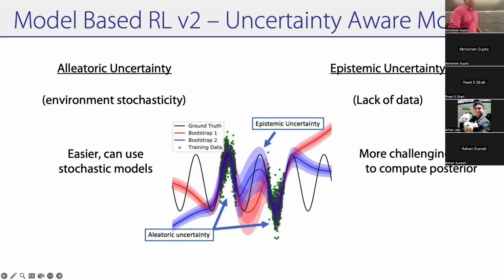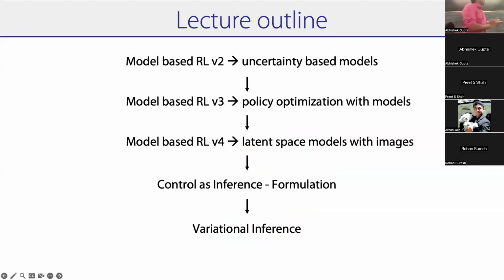All right, so the structure of our lecture today is that we'll start with uncertainty-based models. We'll talk about policy optimization in data spaces. Then we talk about control as inference, the formalism, and then we start an introduction to variational inference as a tool to study control as inference. So the first is model-based and the last is unification.